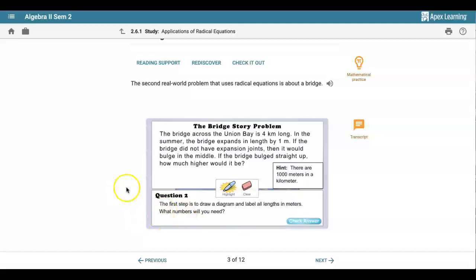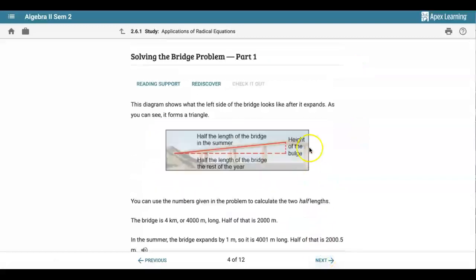Question 2: if the first step is to draw the diagram, we have to draw the diagram and label all the lengths in meters. What numbers would we need? Well, we know the bridge is 4 kilometers long, and we know that it expands by 1 meter. And in the hints, we would also need the 1,000 meters in a kilometer if you didn't know how long those were. Again, this is just a conversion factor, getting us from meters to kilometers. Then we can look at this diagram here. If you look at half of the length of the bridge.